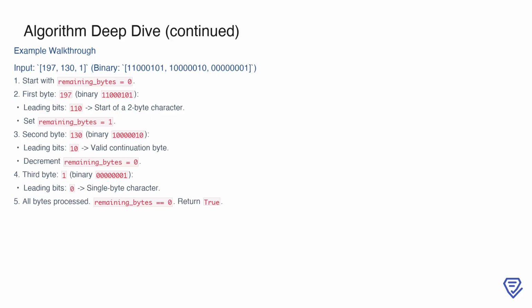The second byte, 130, begins with 10, making it a valid continuation byte. We decrement remaining_bytes to 0. The third byte, 1, has a leading bit of 0, so it represents a single byte character. With all bytes processed and remaining_bytes equal to 0, the input is validated as a correct UTF-8 encoding, so the function returns true.